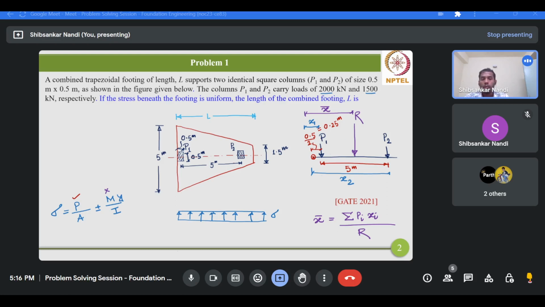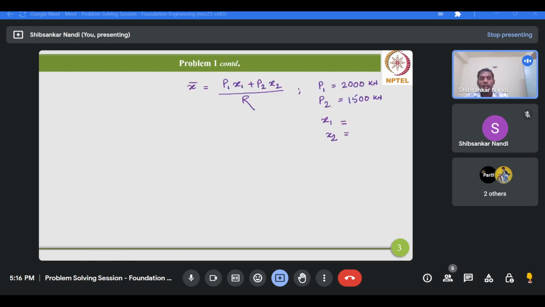Now what is the value for x1? It's simply 0.25 meter. And what is the value for x2? It's simply 5 plus 0.25, that means 5.25. So this value is 5.25 meter and this value is 0.25 meter.